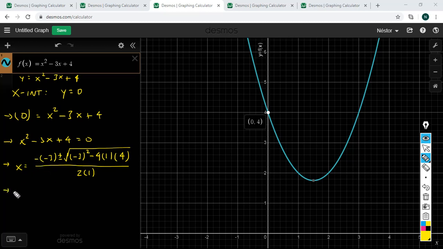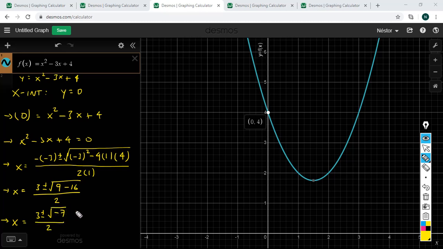Now I'm just going to do a little simplification. Minus times minus 3 is 3, plus minus the square root of minus 3 squared, which is 9, and then minus 4 times 1 times 4, which is going to be minus 16, over 2 times 1, which is 2. Next, x equals 3 plus minus the square root of what number? 9 minus 16. How much is that? 9 minus 16 is going to be minus 7, right?